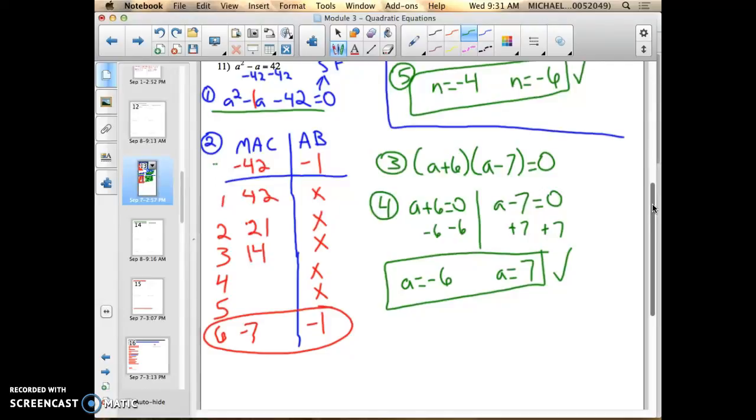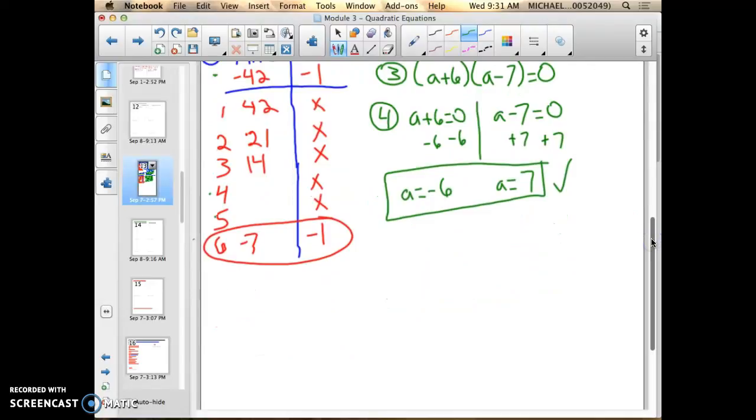Now, finding the factors is a little bit trickier here. I just went down the line. 1 times 42, those two factors do multiply to 42, but they don't add up to negative 1. 2 and 21, same thing, don't. 3 and 14, don't. 4 is not a factor, 5 is not a factor because it doesn't divide into a whole number. And so I came across 6 and 7, alright?